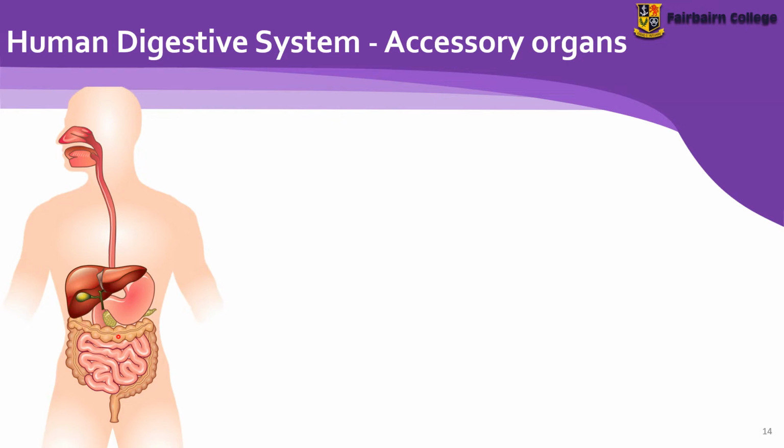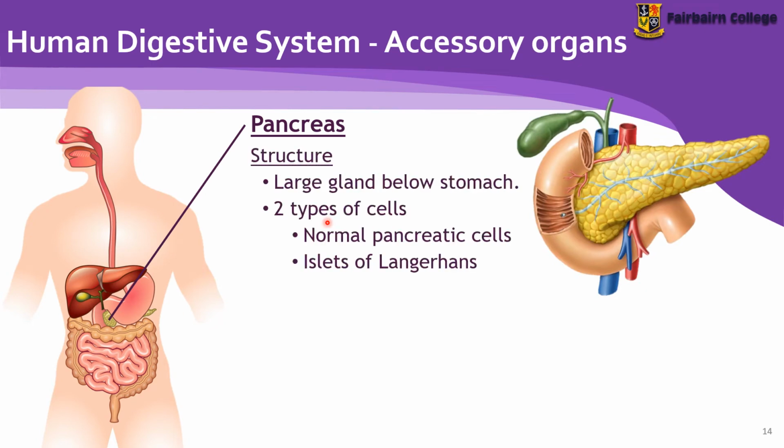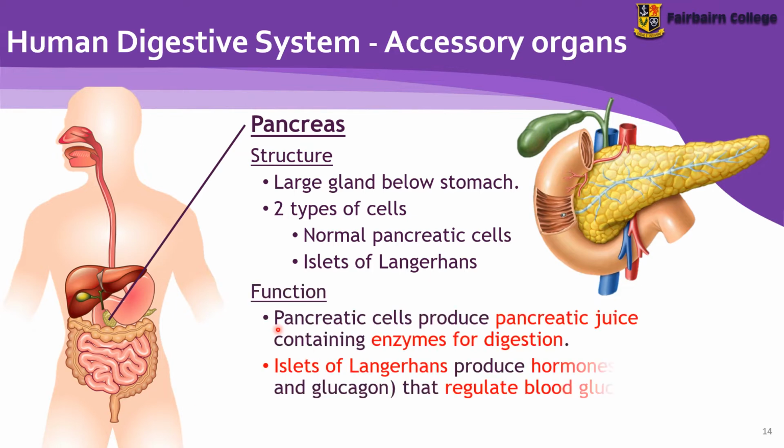The next accessory organ we're going to look at is the pancreas. The pancreas is a large gland that is situated below the stomach. The pancreas consists of two types of cells: normal pancreatic cells as well as cells of the islets of Langerhans. The function of the pancreas for the digestive system is twofold.